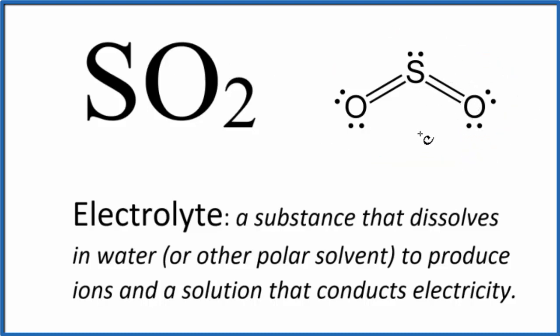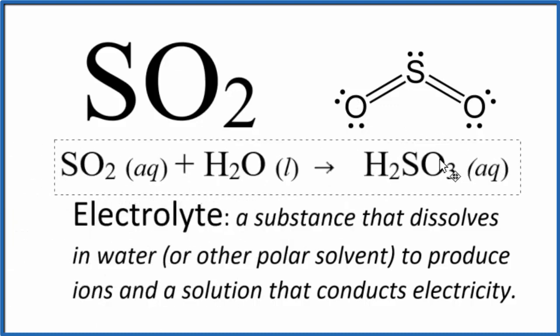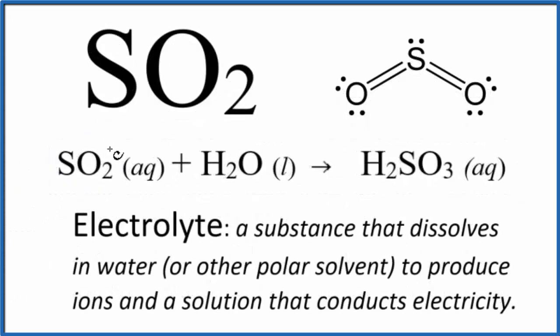Except that what happens is that sulfur dioxide reacts with water and it forms a new compound. It forms sulfurous acid. So here's the reaction. It dissolves in the water initially, but then it reacts with the water and it forms this aqueous solution. This is sulfurous acid. This is actually considered a weak acid.